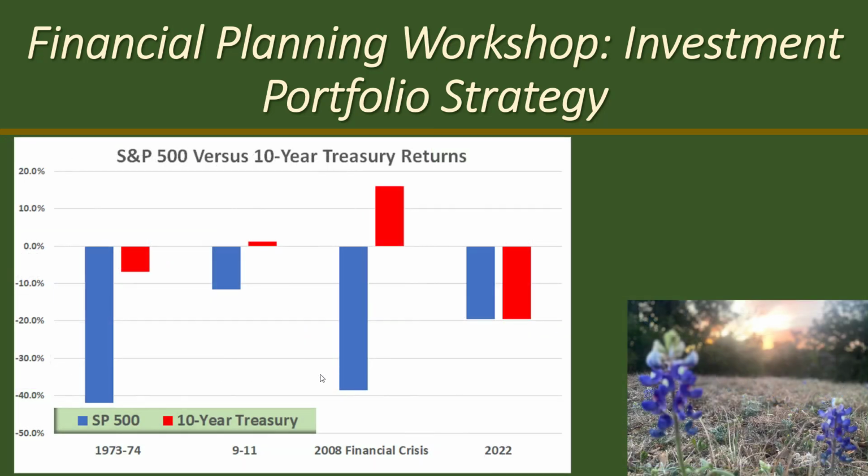So if you look at some historical markets, 1973, 1974, that was a market where everybody was talking about inflation. The S&P 500 was down over 40%, and if you owned a 10-year Treasury, it would have lost money. The week of 9/11, where we had the attack on the Twin Towers, obviously a terrible week for markets.